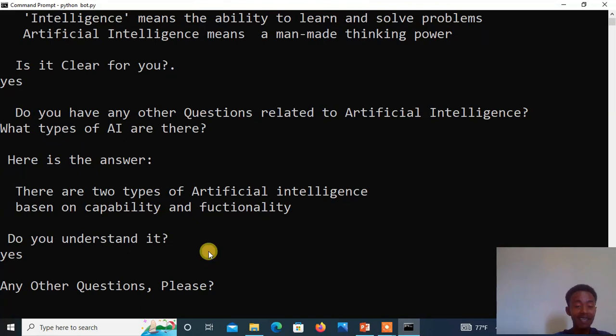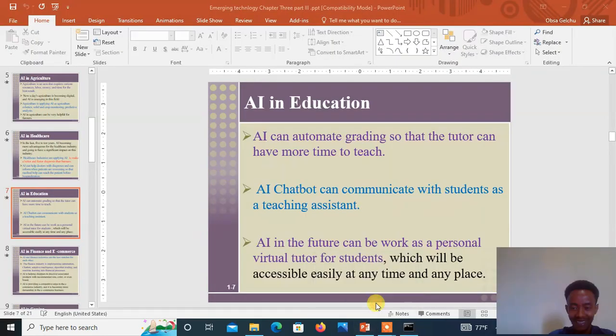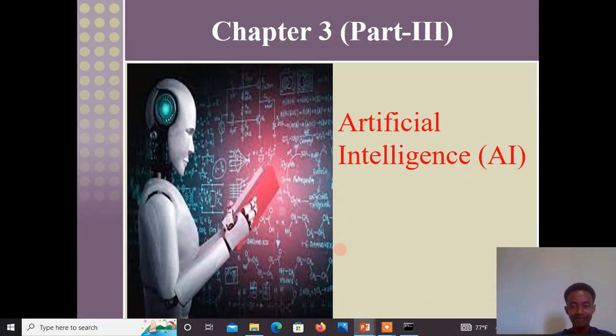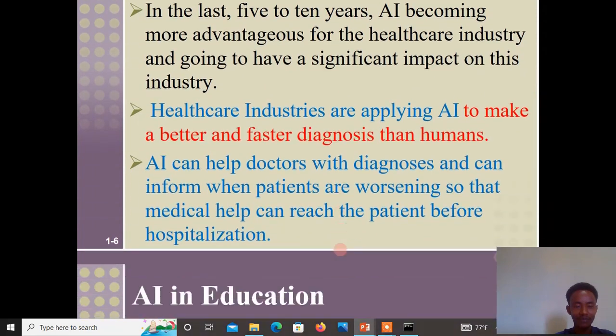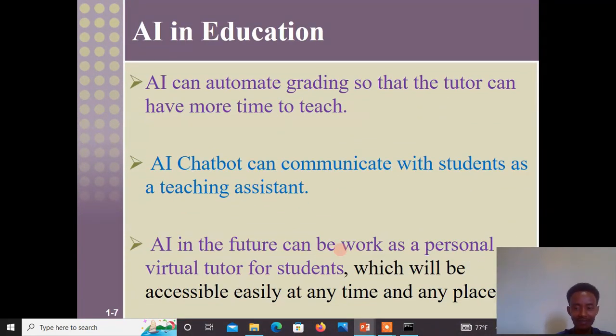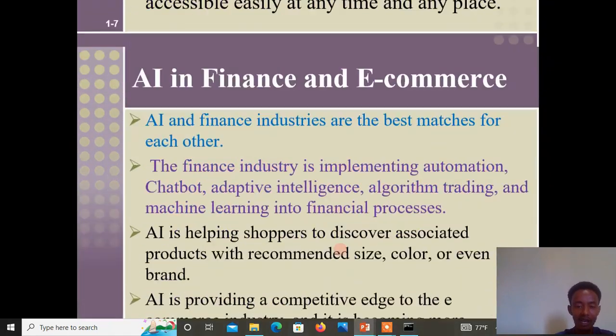Artificial intelligence chatbots can work in such a way in order to assist our students digitally. So it is a chatbot expected to communicate with students as a teaching assistant.